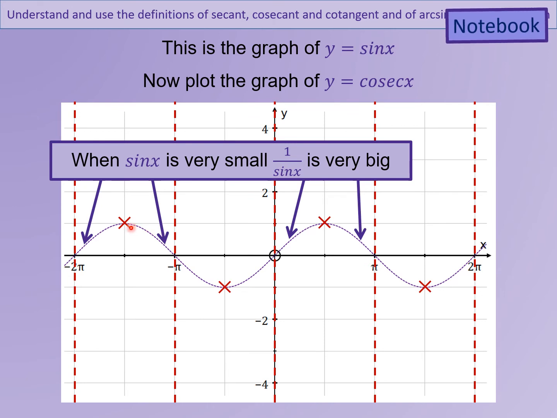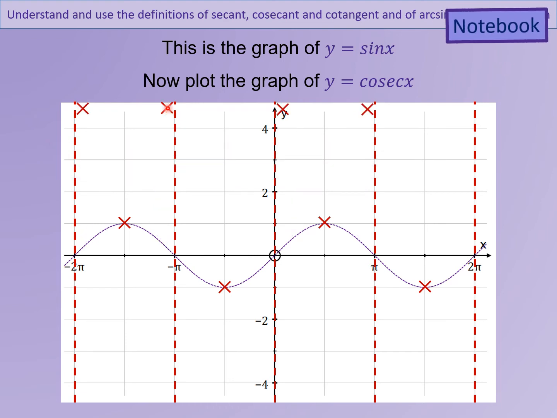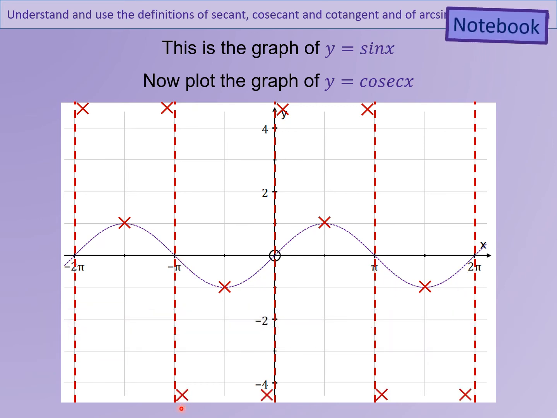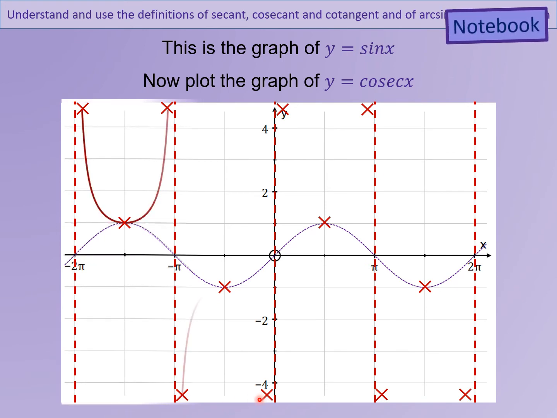What does that mean on our graph then? Well, when this is really small, the 1 over sine graph, the cosec graph, is going to be really big. It's going to be up here. Small value on the sine graph, big value on the 1 over sine. Now this is also going to be true for the negatives. So something very small but negative would get you something very big negative. So what I know is it's going to be up here somewhere. That means I can now plot it.